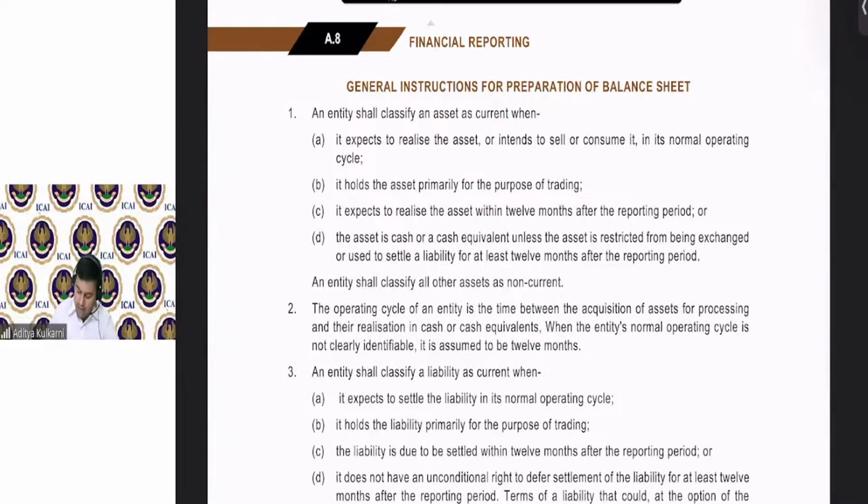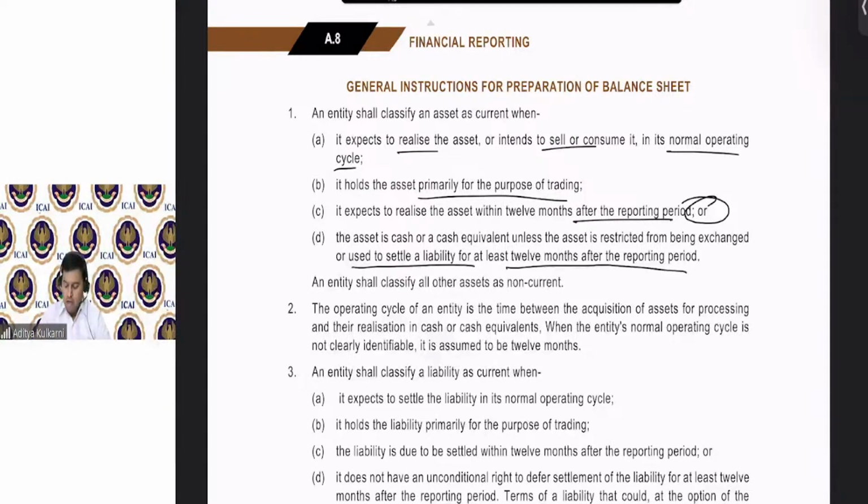So what do you exactly mean by current? Current asset means an entity shall classify an asset as current if it expects to realize the asset, a trade receivable for example, or sell or consume inventory for example, in its normal operating cycle. It holds the asset primarily for the purpose of trading, expects to realize within 12 months after the reporting period, or the asset is cash or cash equivalent unless restricted from being exchanged or used to settle a liability for at least 12 months after the reporting period. So if you meet any of these criteria, it becomes a current asset, and all other assets will be classified as non-current. Okay.